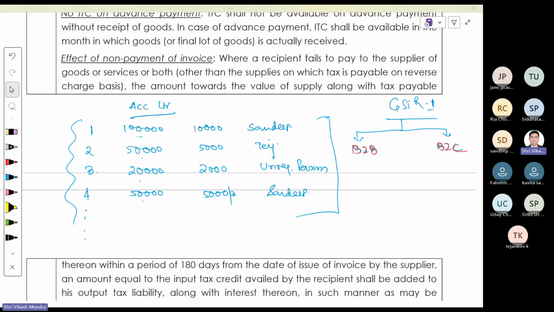How could you identify whether this purchase is a B2B transaction or a B2C transaction? Businesses will be registered, sir. Sorry, pardon? GST number.